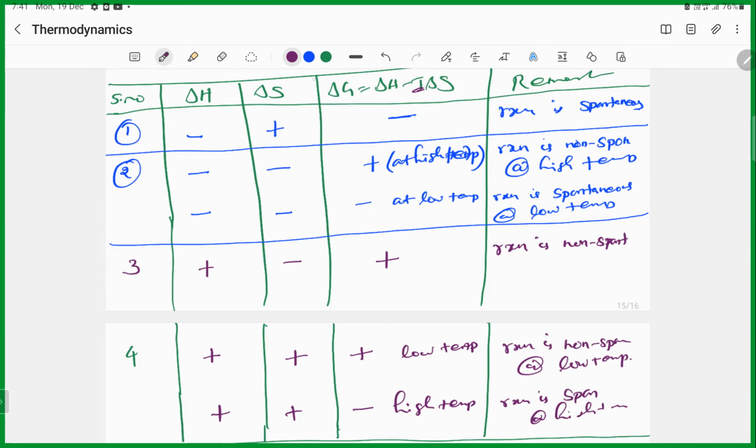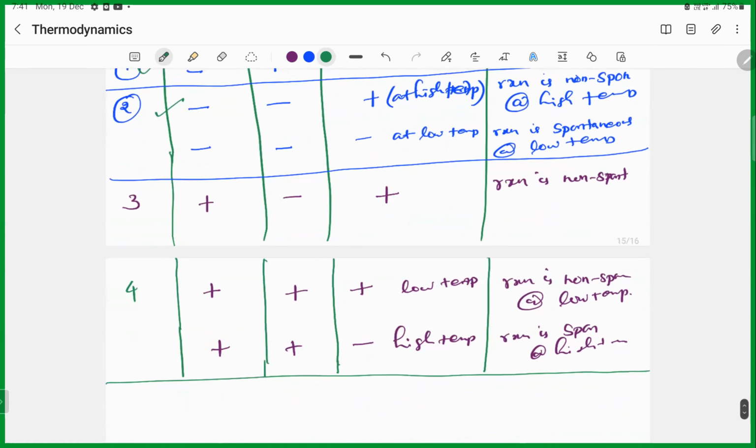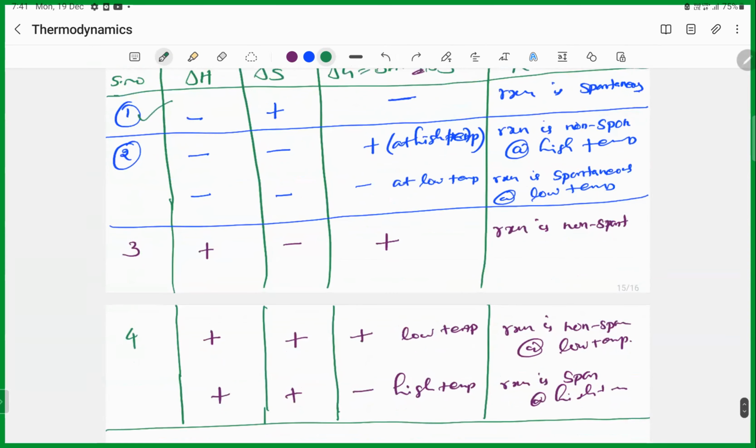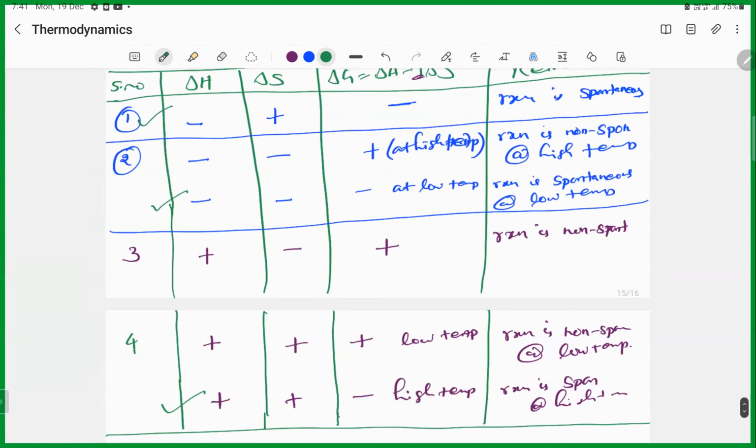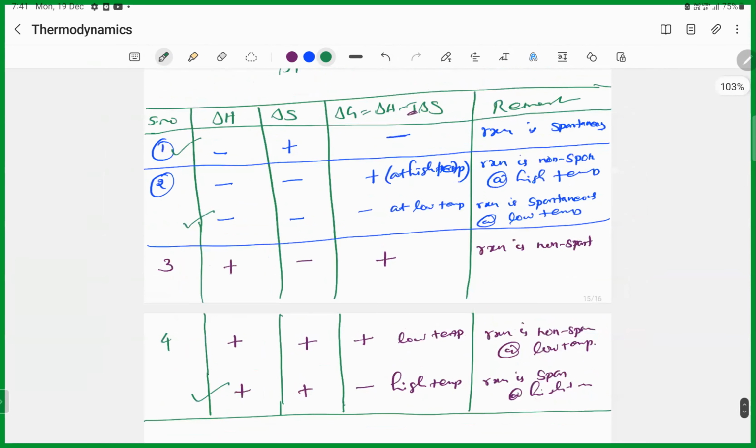So now you look here. At this temperature, all the reactions are possible and spontaneous. When it becomes high temperature, the reaction is spontaneous. At low temperature, this reaction is spontaneous. When high temperature, this reaction is spontaneous. These are the three types of reaction taking place.